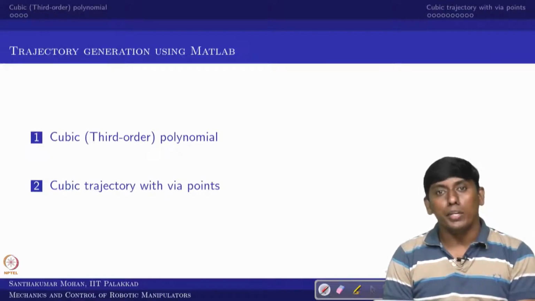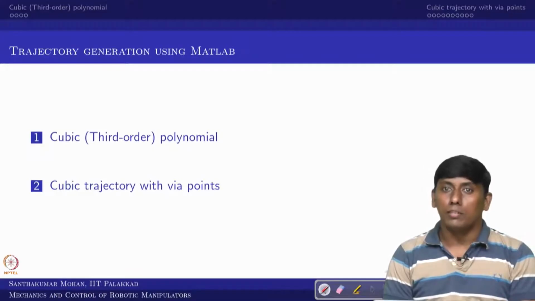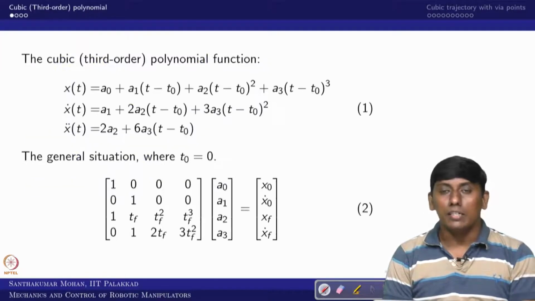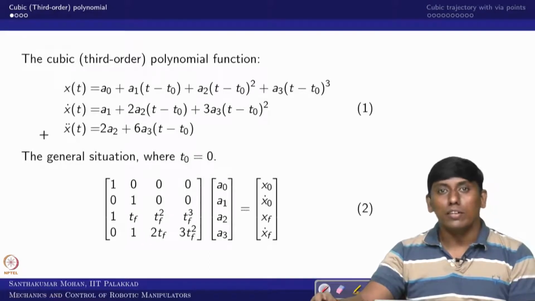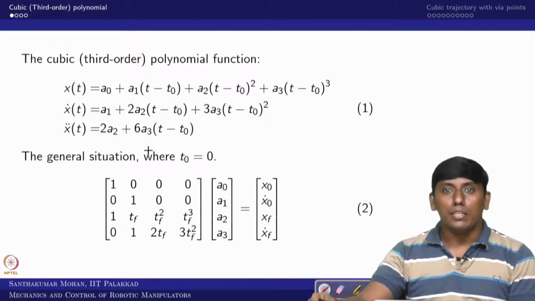Additionally, we will see it with a via point, and whether the via point velocity is specified or not. The cubic polynomial function, or third order polynomial function, will give the displacement, velocity and acceleration in this form. This is the displacement, this is the velocity and this is the acceleration. These can all be written in this way.